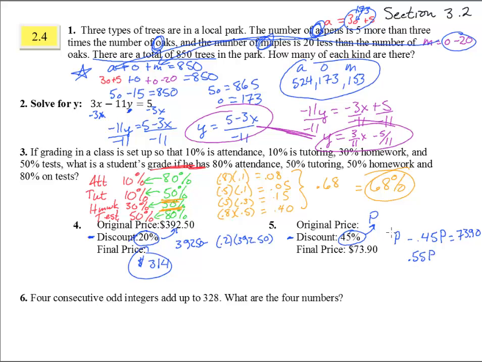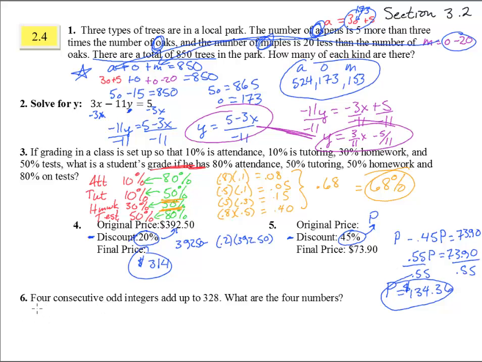Make sure you can do that. If you need to, do 1 minus 0.45 in your calculator to see 0.55. That gets you there. 73.90, and then divide by 0.55. And we get p equal to, looks like, 134.36. So that's $134.36. Boy, that was quite a sale to jump from 134.36 down to 73.90.